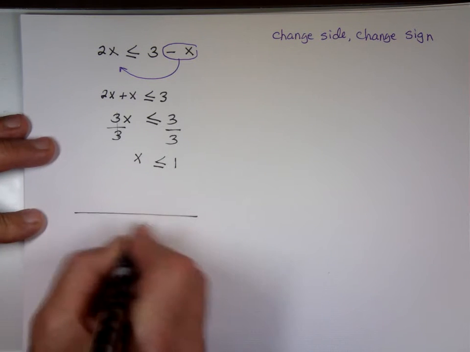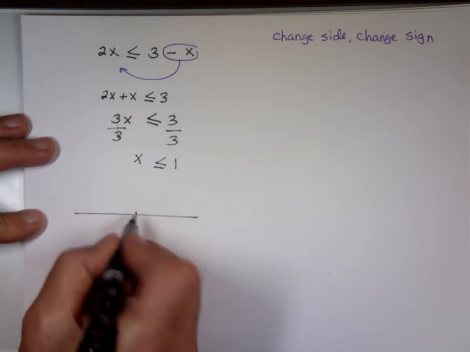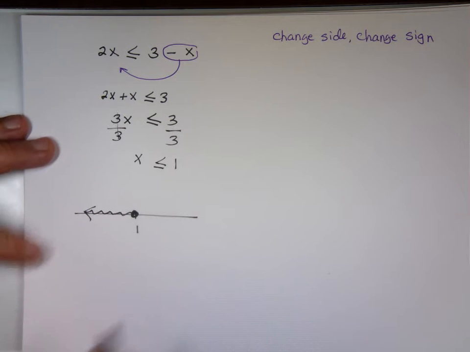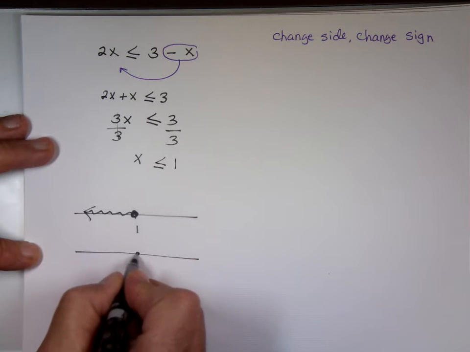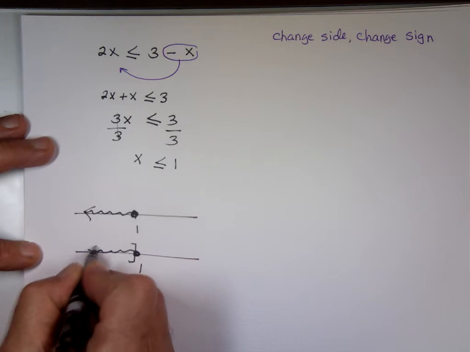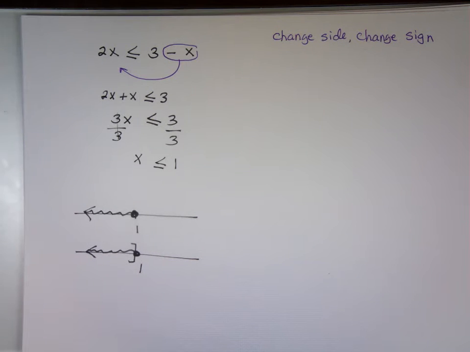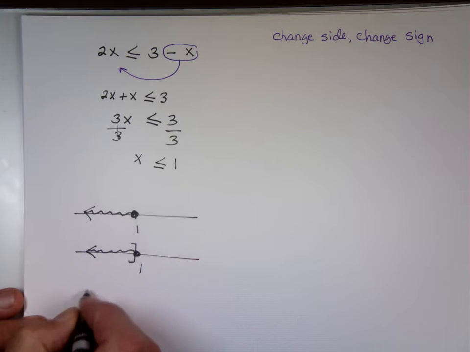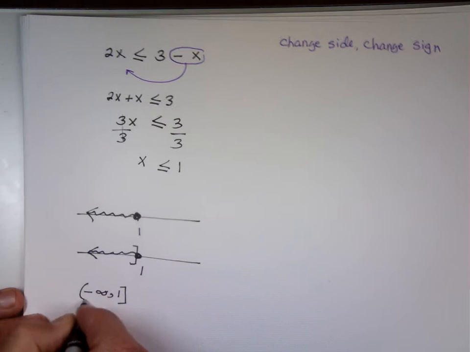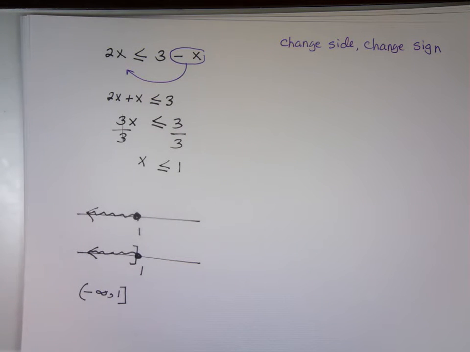Graph-wise again, this is the 1, less than or equal. Here is the 1, square bracket to the left. And an interval notation from where to where? Negative infinity to 1, square bracket at 1, parentheses at negative infinity. So it's safe to say that anytime you have infinity, you're always going to have a parenthesis? Always. Always.